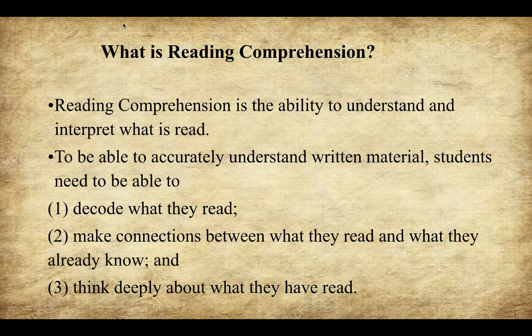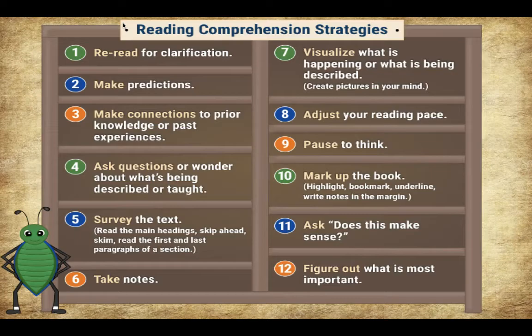Students need to recognize words, identify them, and be aware of their meaning. To be able to accurately understand written material, students need to be able to decode what they read, make connections between what they read and what they already know, and think deeply about what they have read. So in order to understand a text, a reader must be able to comprehend the vocabulary and the kind of words used in the piece of writing. When reading a comprehension, the student should pay particular attention to visualizing, questioning, and interpreting what is being read. So basically, you are responding to what you read.